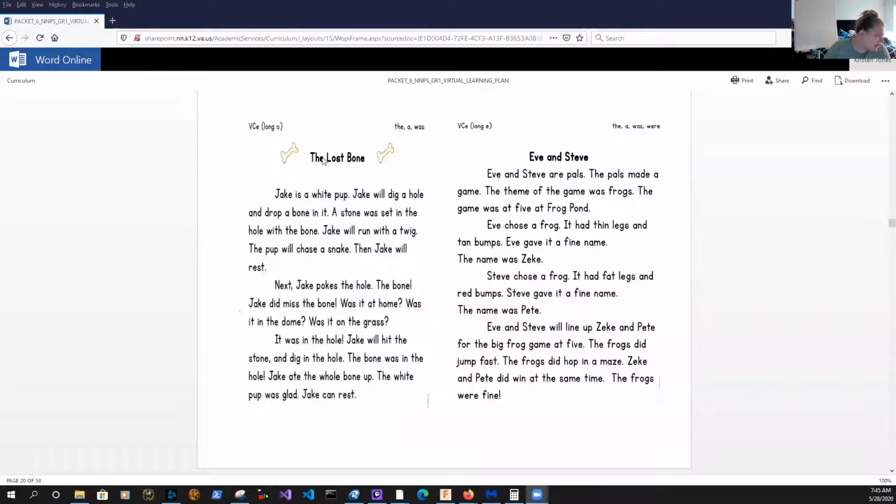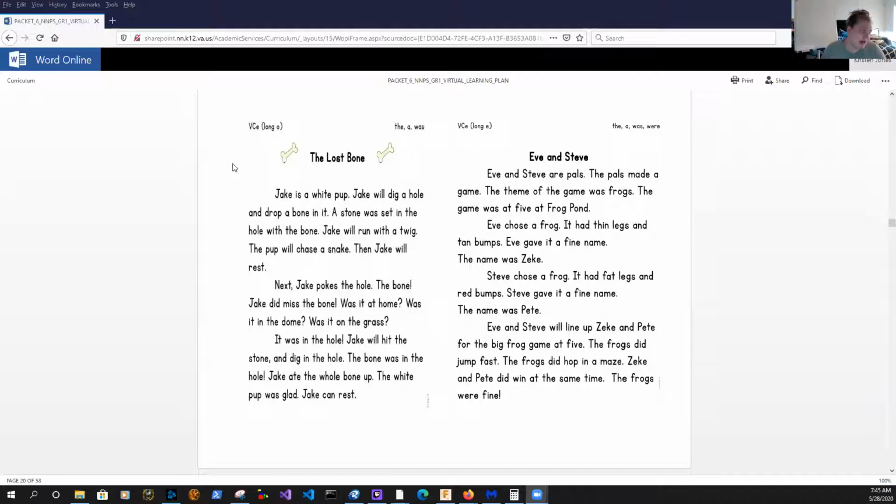I'm going to read it to you, and then I expect you to read it to yourself. So it looks like this in your packet. It's right here on the left side of the page. The Lost Bone. Jake is a white pup. Jake will dig a hole and drop a bone in it. A stone was set in the hole with the bone. Jake will run with a twig. The pup will chase a snake.